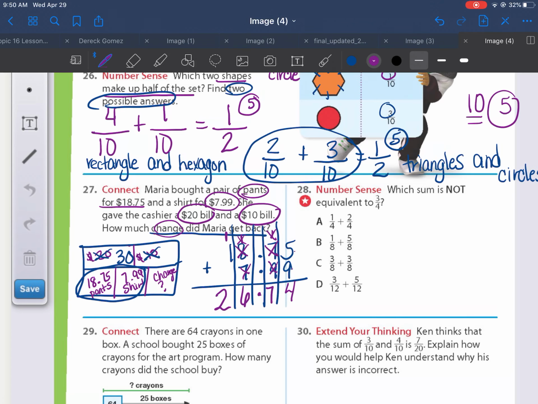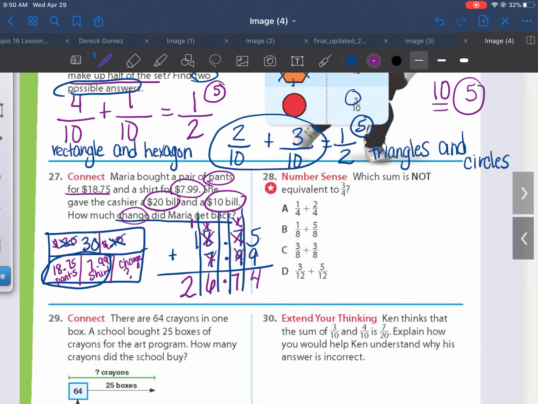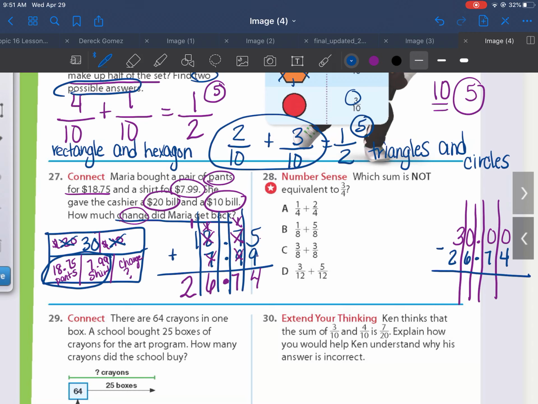But I'm not done. Remember that she had $30 and we're wanting to know how much money she will get back. So I'm going to go ahead and do it over here on the side. She gave the cashier $30, but I don't write $30. I write 30.00. Why am I adding .00? Because we have a decimal over here. So I'm going to plug the number in. So it's going to be 26.74.